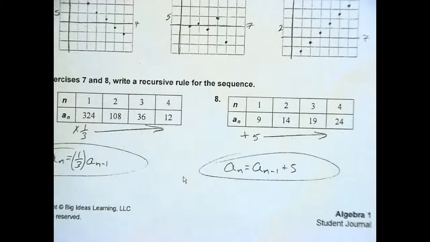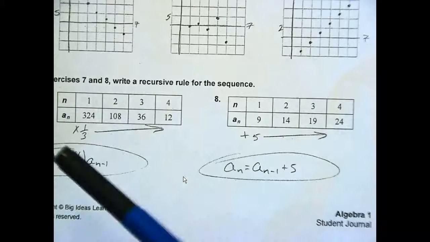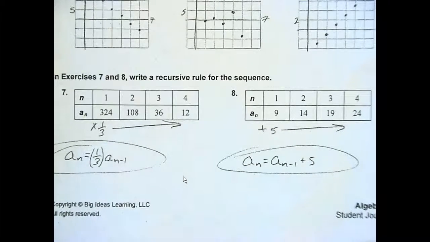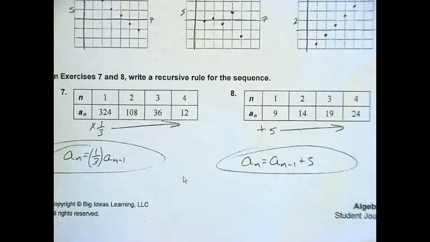A sub n is equal to 1/3 times a sub n minus 1. And number 8, a sub n is equal to a sub n minus 1 plus 5. So a sub n is equal to a sub n minus 1 plus 5. Thanks. Okay, questions on those two?